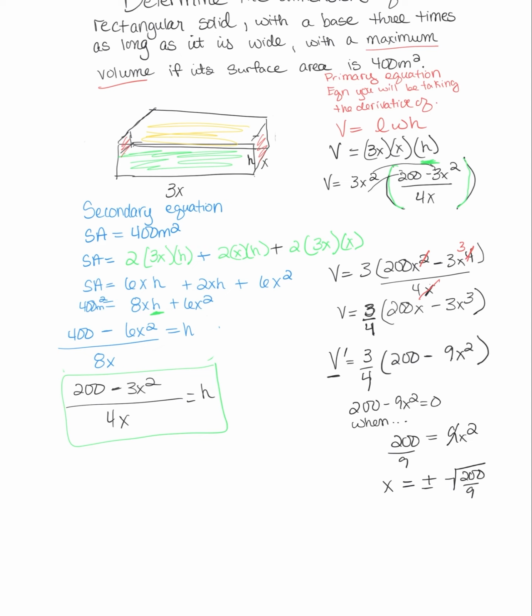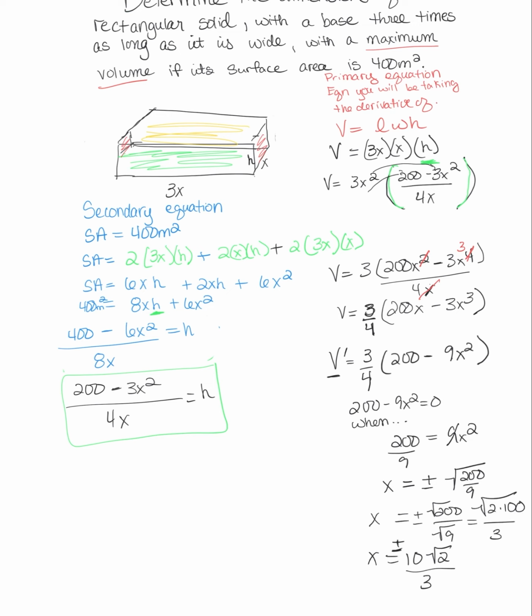Well, I'm not going to leave it that way. So we'll have plus or minus, which is the same as the square root of 200 over the square root of 9. Well, the square root of 200 is the same as the square root of 2 times 100, and the square root of 9 is 3. So we'll pull out the square root of 100, which is 10. And we have 10 root 2 over 3. Oh, and I forgot the plus or minus.